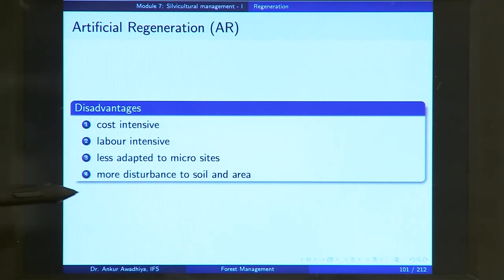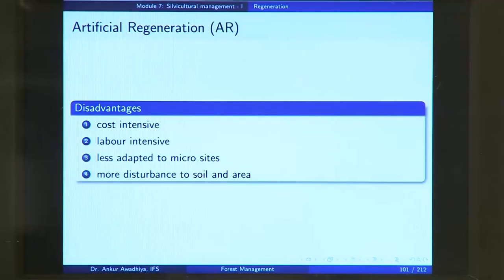Also, it results in more disturbance to soil and the area, because you are disturbing the soil, you are digging your pits, and when you are digging your pits, you are also keeping your pits for a while till your planting material comes to that area, and in that period of time, your soil is exposed to the sun, and it is also susceptible to erosion because of air or water. So, artificial regeneration, one disadvantage is that it leads to more disturbance to the soil and the area.